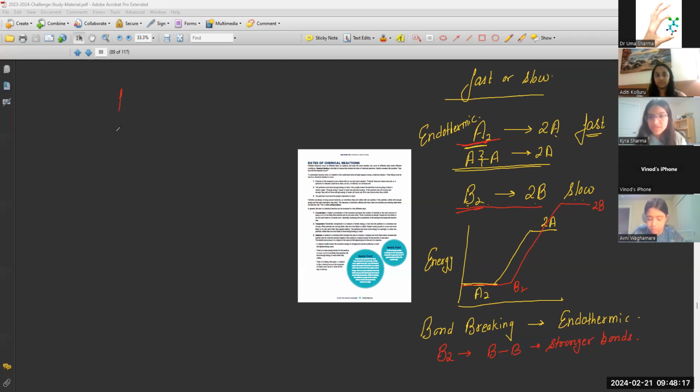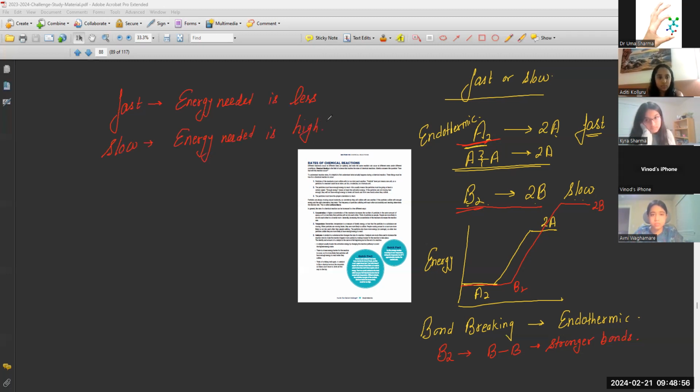So can I say that fast and slow has something to do with the energies? In a fast reaction, the energy needed to break the bonds will be very, very less. Energy needed is less to carry out the reaction. So that's why it takes place faster. In a slow reaction, energy needed is more, so it takes more time to gather the energy, and then break the bond. Energy needed is high. Can I say that?